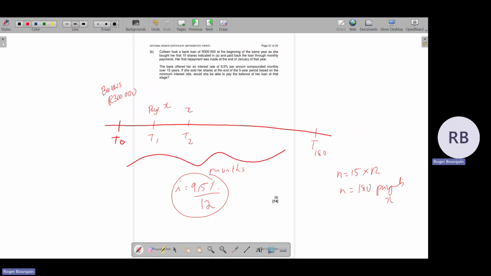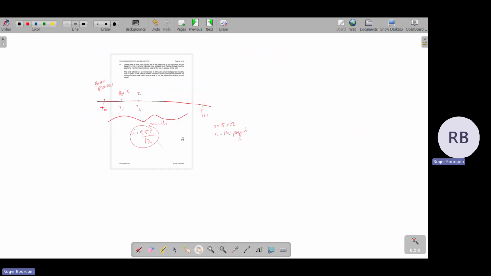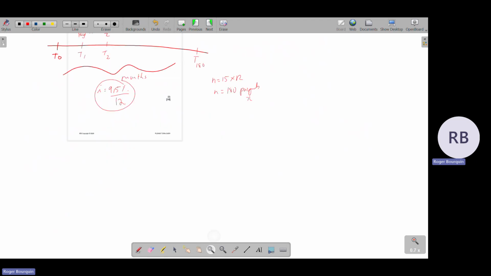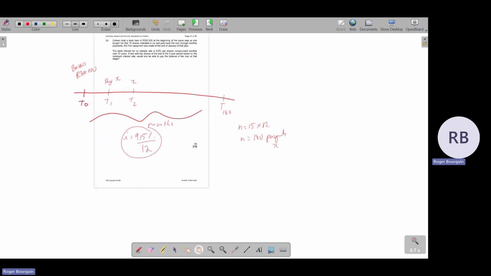Okay, right. So the first thing I have to do, let's just go step by step. Are we happy with the timeline? So what happened? She borrowed 300,000 rand. This is a separate account to the shares account. We don't know what she repays every single month, do we? She pays off X every single month. The agreement was you'd make 180 payments of that.